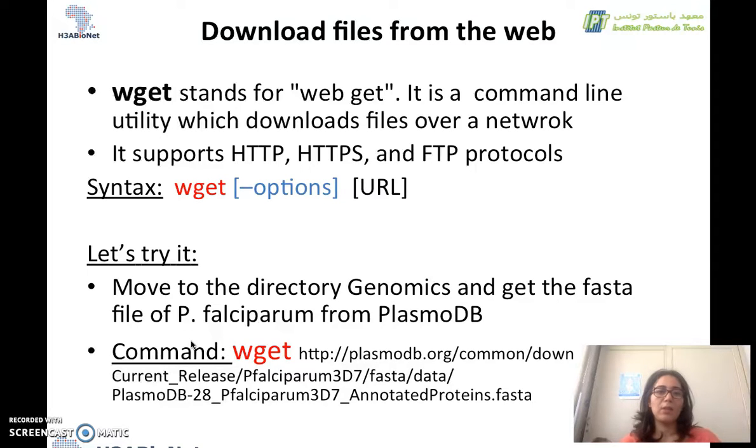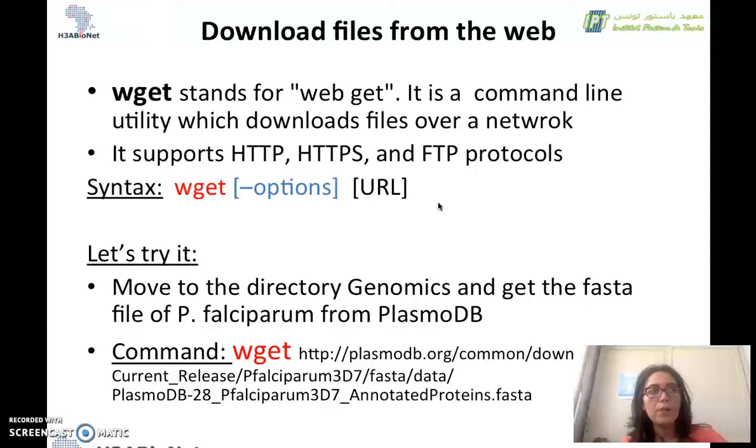Let's say we would like to download the FASTA file that is available in Ensembl or in any other database. You can use the wget command that stands for webget. It's a command line utility to download files over a network. It supports HTTP, HTTPS, and FTP protocols. The syntax is very simple: you use wget followed by some options if you need to, and then specify the URL of the file you would like to get a local copy of.